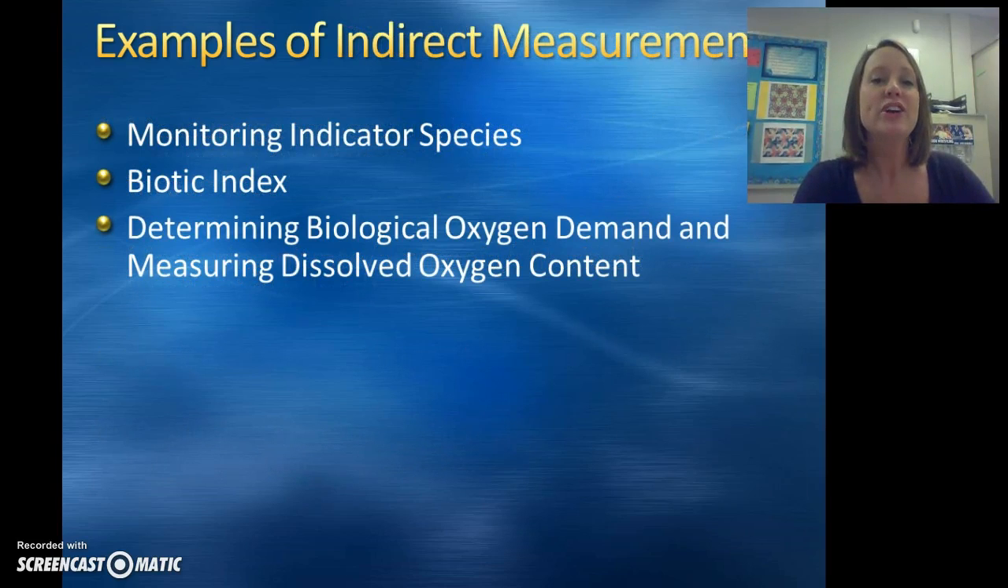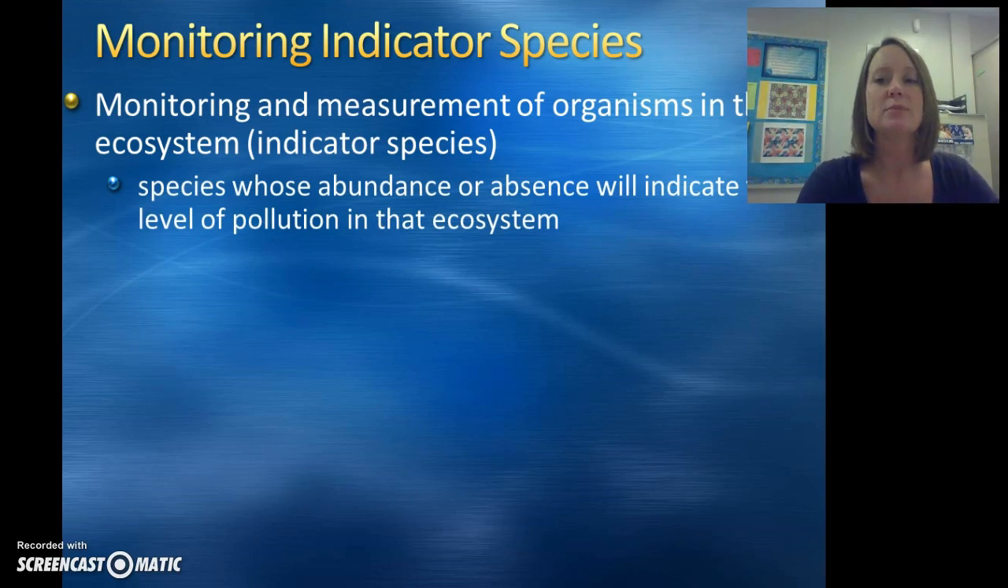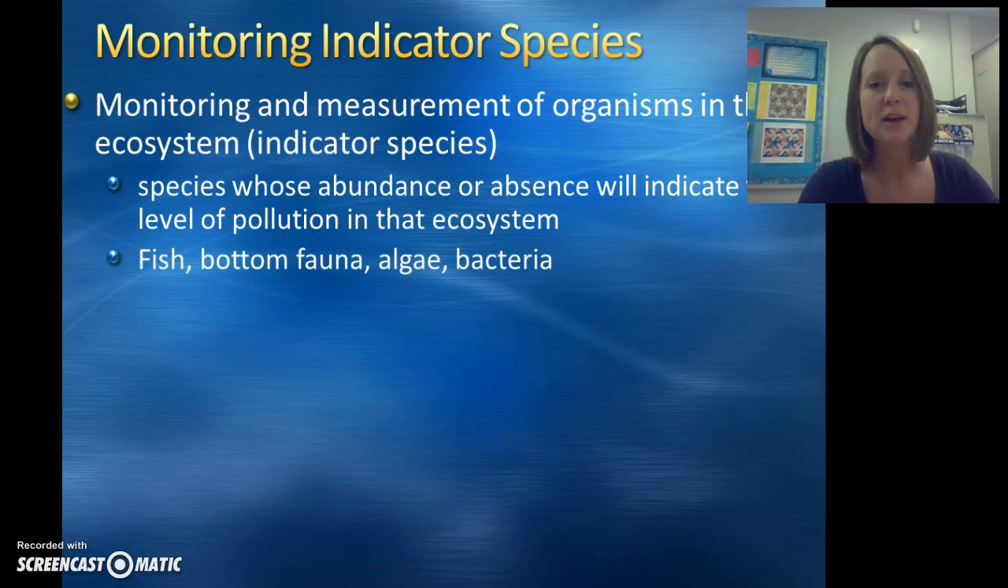Measurements that are indirect, if we look at the presence or absence of indicator species using a biotic index, and then the one that we're going to do in class is measuring dissolved oxygen to determine biological oxygen demand. When we look at indicator species, certain species tend to appear with pollutants while others tend to disappear. For example, the types of species we might look at, the fish, the bottom fauna, which would be the plant life, algae, bacteria.